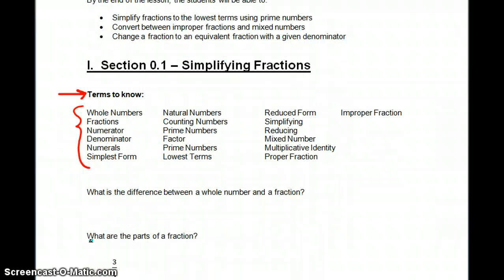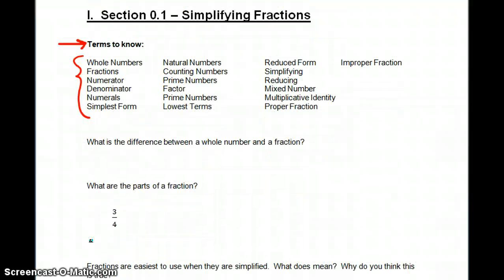So I'm going to start by asking, what is the difference between a whole number and a fraction? I want you to pause here for a second and just think about what the answer to that question actually is. A whole number is a number that has no fractional or decimal part to it. It is a number like 1, 2, 3, 4, 5, etc.